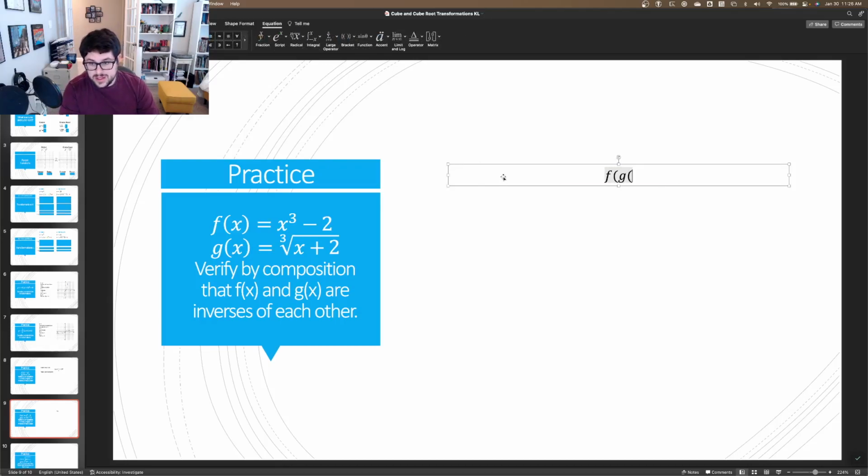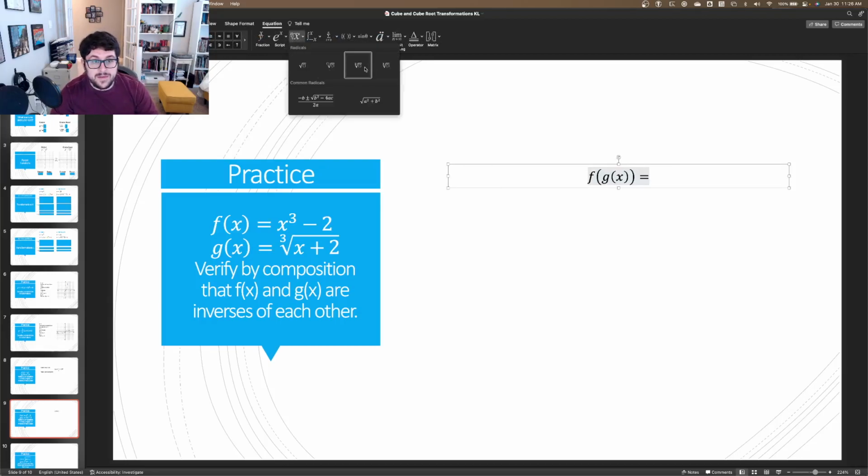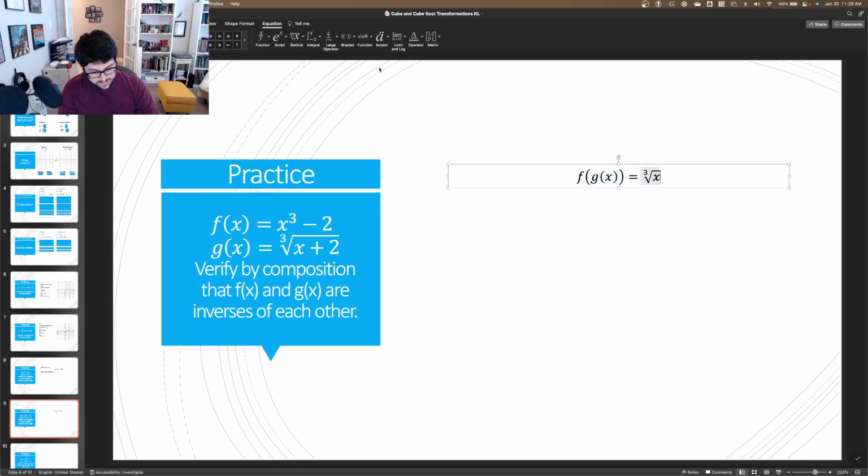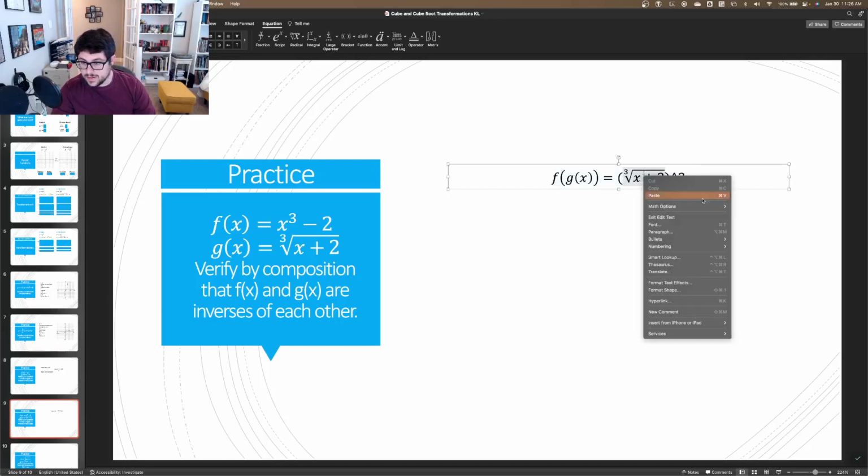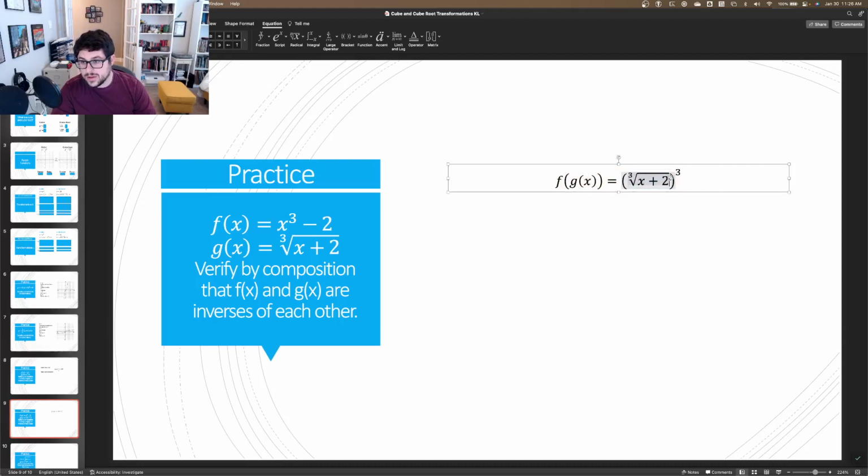So f of g of x, first thing is we have a cube root of x plus 2. And if I'm putting this inside this x here, that's x cubed. So I need to raise this to the third power and make that professional looking. Cool. And then there's a minus 2 on the end. So let's put that minus 2 on the end.